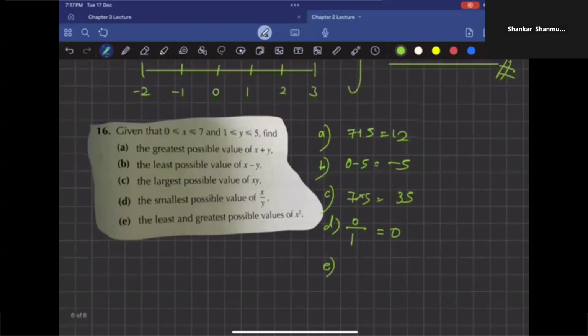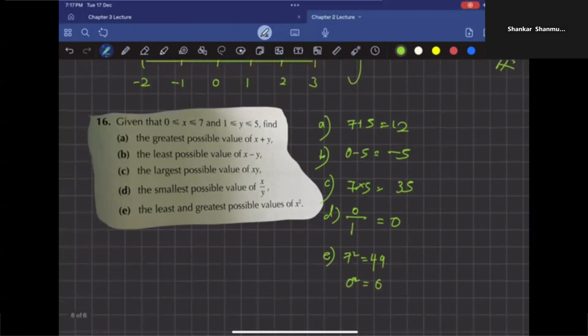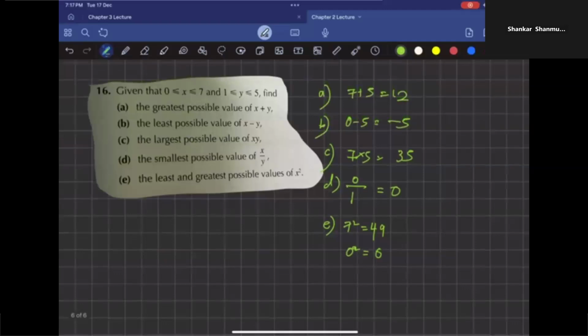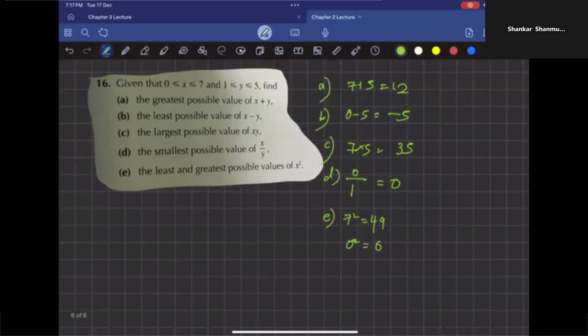The least and the greatest possible value of x squared. So the greatest possible value would be 7 squared equals 49. The least would be 0 squared, which equals 0. Okay. So for this kind of question, in this case it's very simple, but it will be more challenging if you have negative numbers involved.